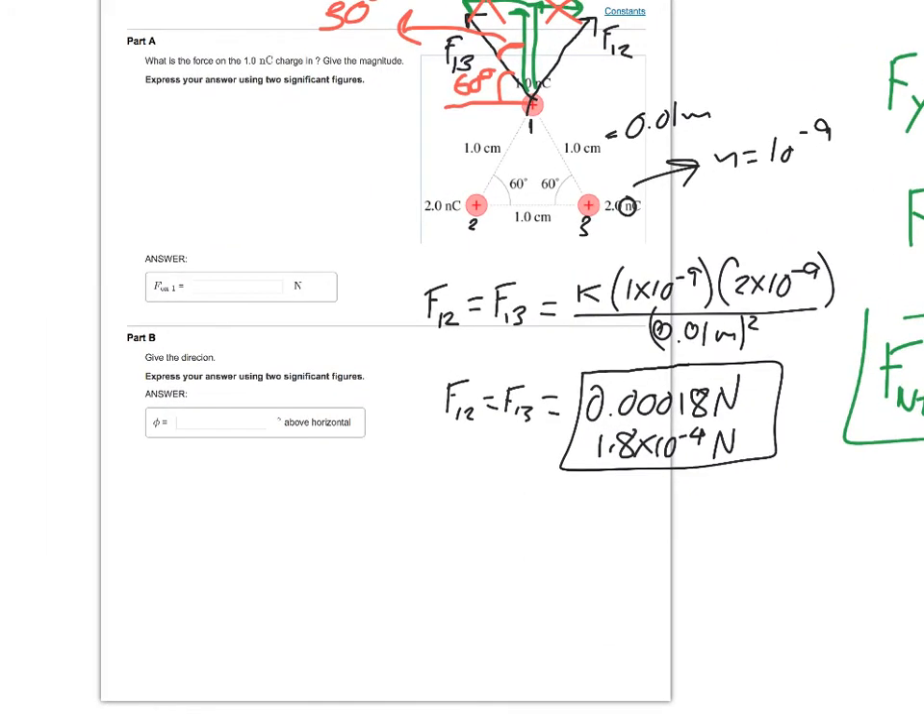I know that that force is going to be 0.00031 newtons, or I also could have done 3.1 times 10 to the negative fourth newtons. And we want the angle here relative to the horizontal, so we know that force is directly up. Okay, our horizontal would be like this, so that angle there is just going to be 90 degrees.